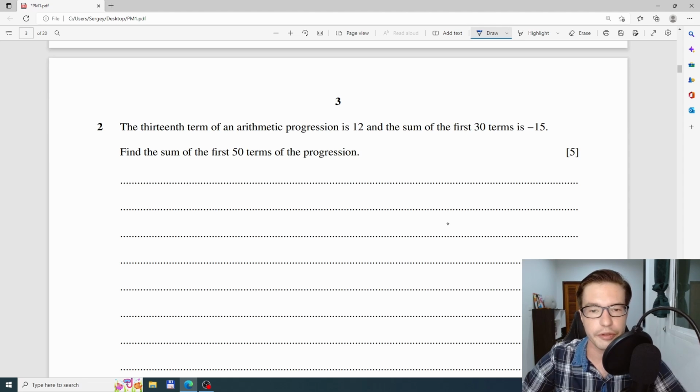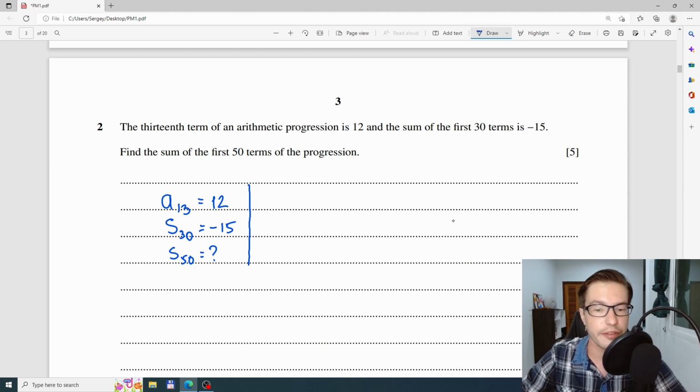So this question is about an arithmetic progression. The 13th term of the progression is 12, so I will say A13 equals 12. Now the sum of the first 30 terms, S30, equals minus 15. We're looking for the sum of the first 50 terms. So S50 equals question mark.